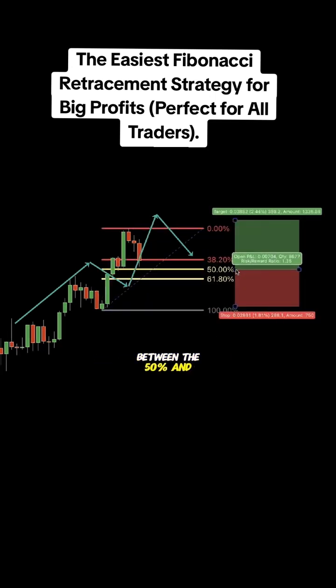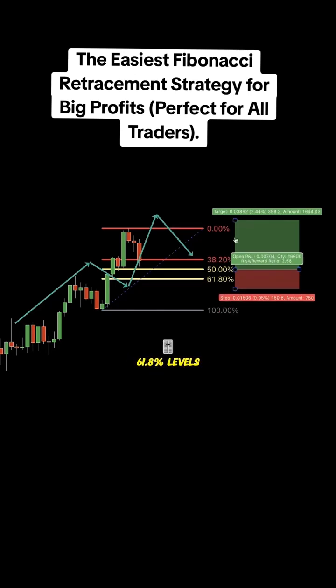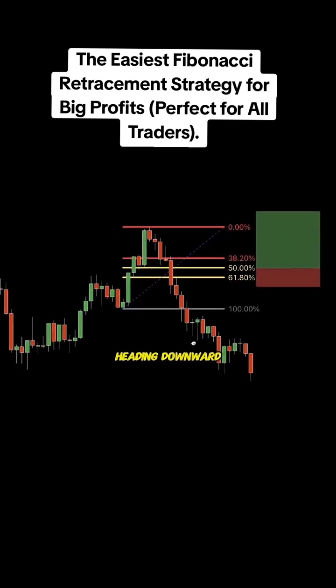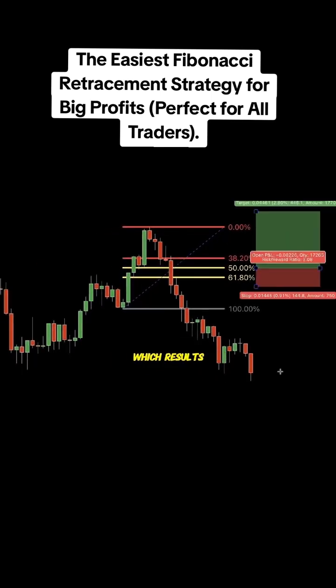area between the 50% and 61.8% levels, the so-called golden zone. However, instead of holding, the market breaks through this area, heading downward and hitting our stop loss, which results in a loss. So how can we make sure the 50% or 61.8% levels will hold?